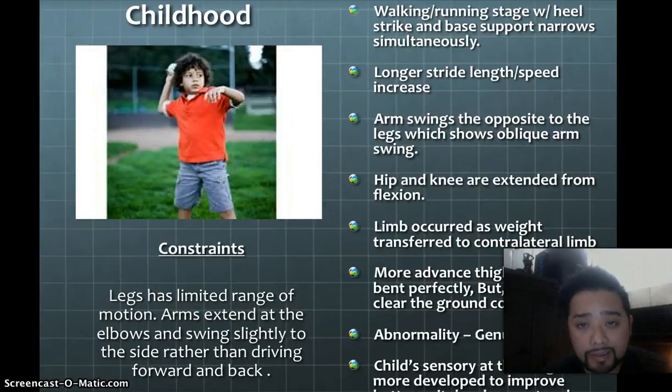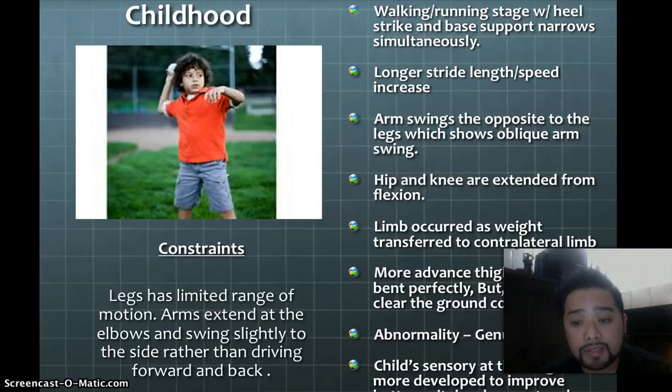Childhood gait analysis would be the walking and running stage, with heel strike and base support narrowing simultaneously. They have longer stride length, and they're faster, of course. Their arm swing is opposite to the leg, which allows an oblique arm swing. Hip and knee are extended from flexion. Limb occurs as weight transfers to the contralateral limb.